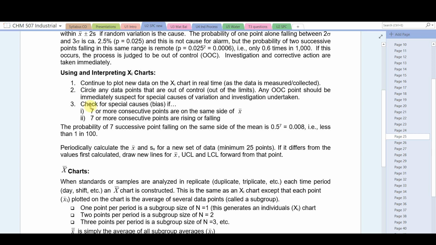There are some other checks for special causes. If you find that 7 or more consecutive points are on the same side of the mean, or 7 or more consecutive points are rising or falling consistently. This is all based on stats. For example, the probability of 7 successive points falling on the same side of the mean is 0.5 to the 7th power, or 0.008, or 0.8%. It's less than 1%, or less than 1 in 100.